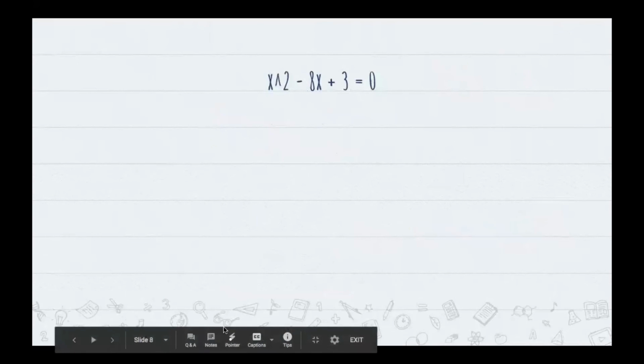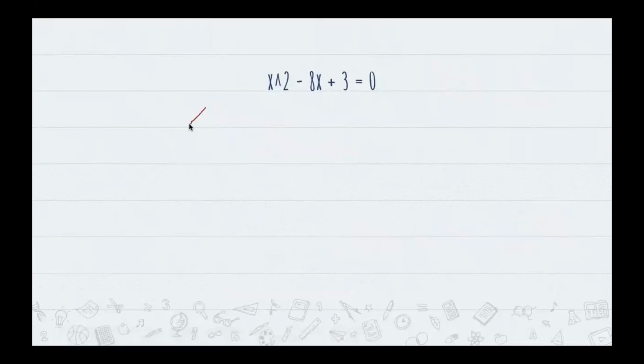Let's do another practice example. So let's rewrite it to x squared minus 8x plus 3 equal to 0 y. So we do the same thing as before. We'll shift the positive 3 to the other side by subtracting 3 on both sides.